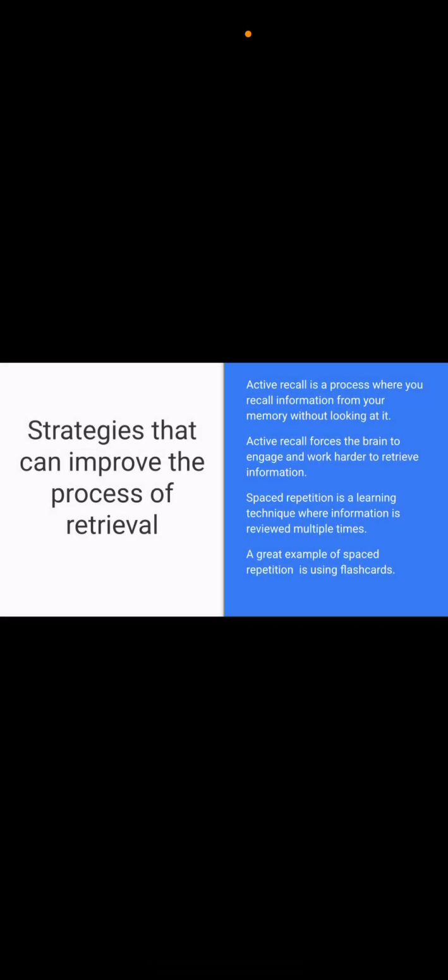Strategies that can improve the process of retrieval. Active recall is a process where you recall information from your memory without looking at it. Active recall forces the brain to engage and work harder to retrieve information. Spaced repetition is a learning technique where information is reviewed multiple times. A great example of spaced repetition is using flashcards.